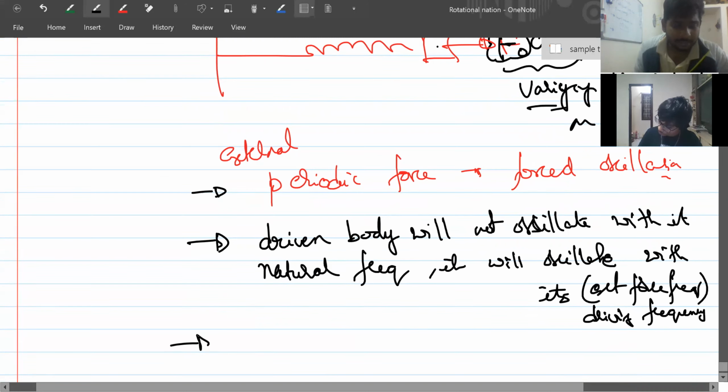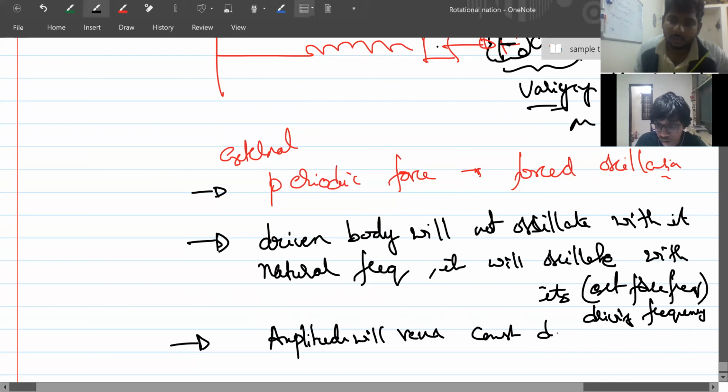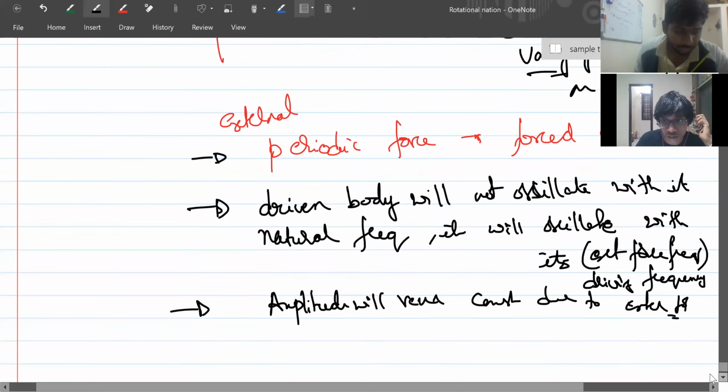Generally, what will happen? The amplitude should continuously decrease, but because the external force is continuously acting on it, the amplitude will remain constant due to the external force. Got it?